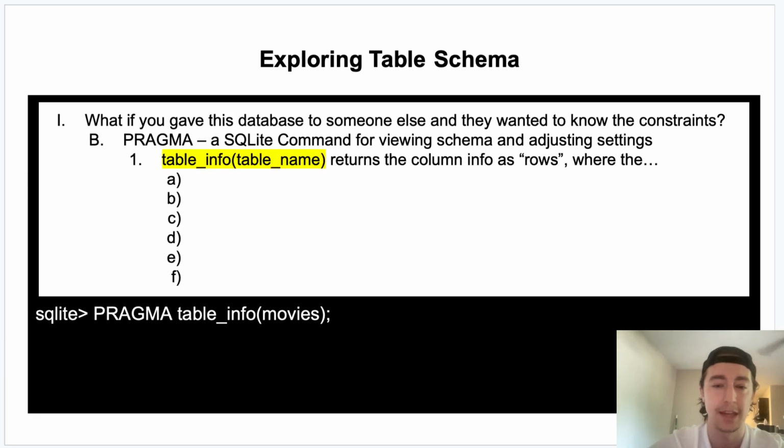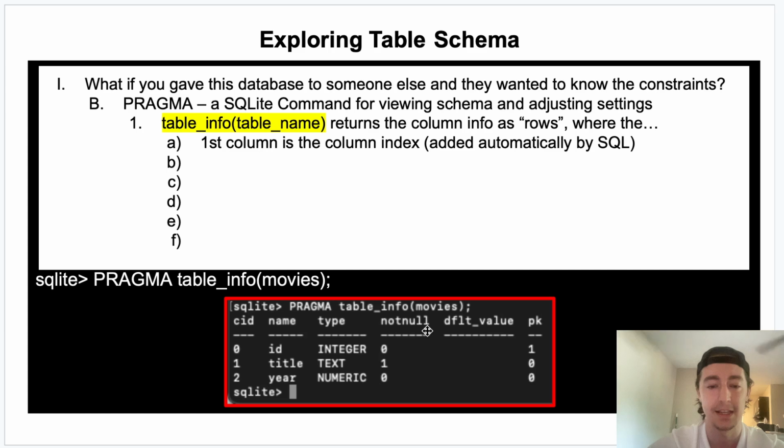Another way that we can look at table schema, or get a grasp of what our tables actually contain, is by using the PRAGMA SQLite command, and specifically the table_info function within the PRAGMA command, and we're going to run that on the actual table name. So you can see here we run PRAGMA table_info and then the table name, which is movies. And what we're going to get is a new table that essentially summarizes the table itself.